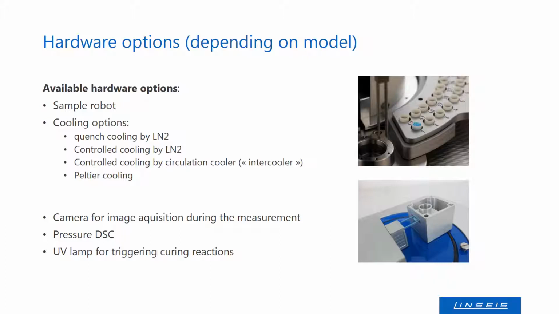Depending on the model, there are a lot of hardware options available. These options are a sample robot, various cooling options, for instance quench cooling by liquid nitrogen or controlled cooling by liquid nitrogen, or also controlled cooling by circulation cooler or Peltier cooling. Further options would be a camera for image acquisition during measurement, a pressurized DSC, or a UV lamp for triggering curing reactions.